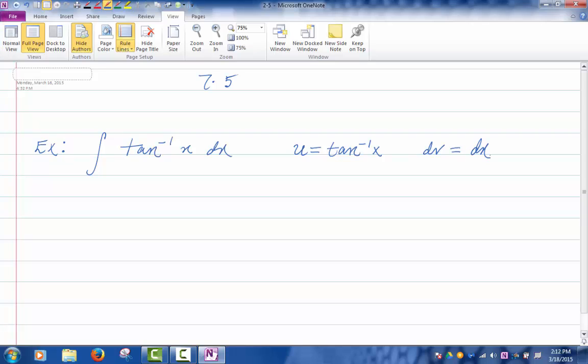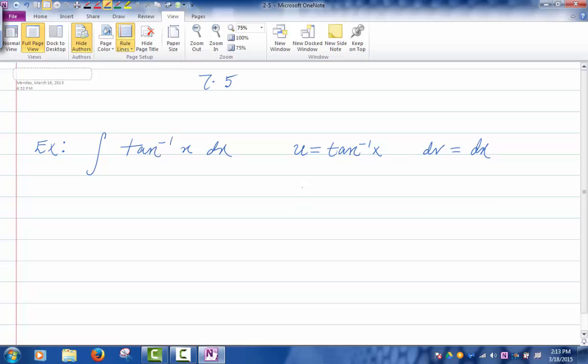And should I be choosing dv to be tangent inverse? Well, that would be a dumb choice, because if you pick dv to be tangent inverse, you have to know the integral to find v. But that's what you're trying to find: the integral of tangent inverse. So that's not going to be a good choice here.